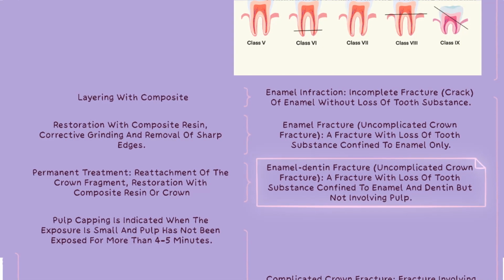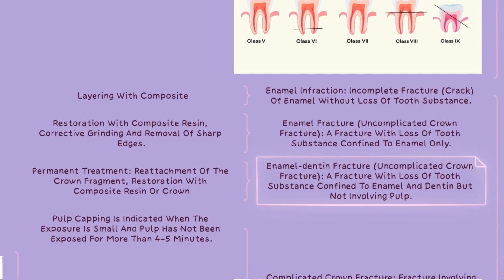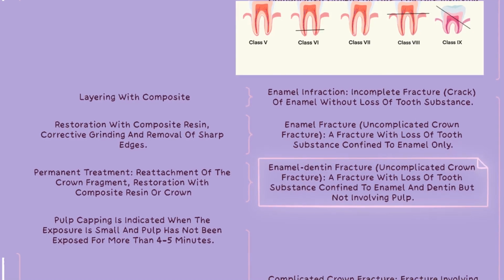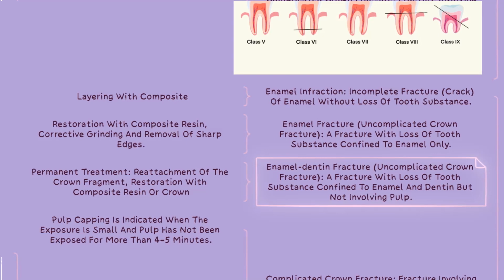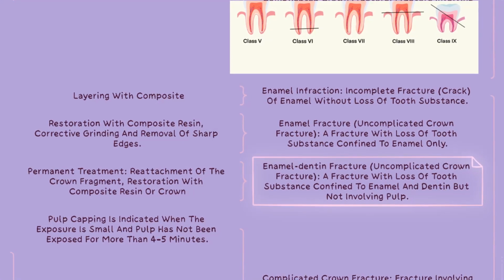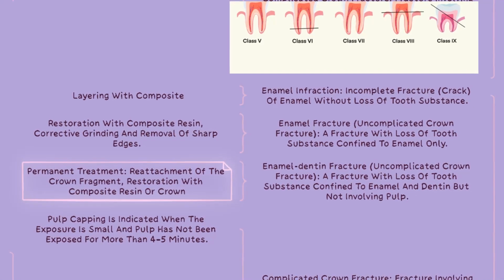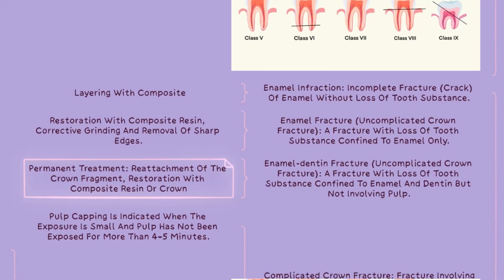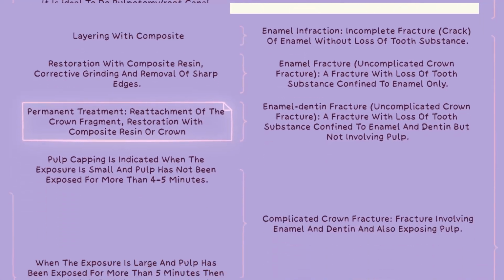Enamel dentin fracture. This is a fracture that goes through the enamel and dentin but not into the pulp. It is another type of uncomplicated crown fracture since there is no pulpal exposure. It is more serious than an enamel fracture, and treatment includes reattachment of the fractured segments, restoring with composite resin, or replacing the tooth with a crown.